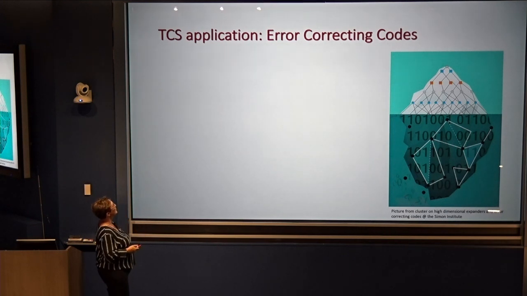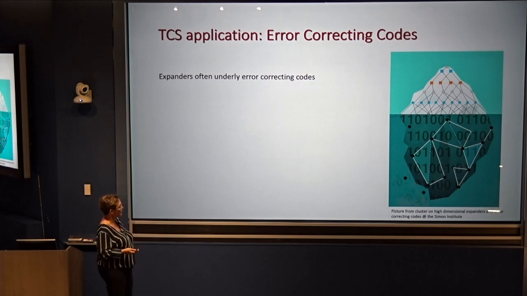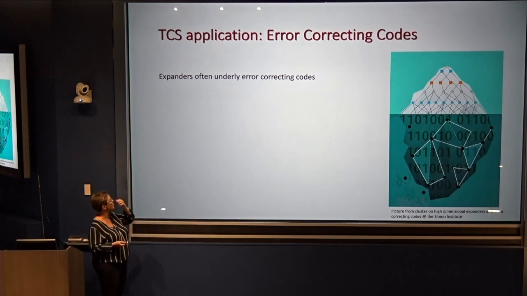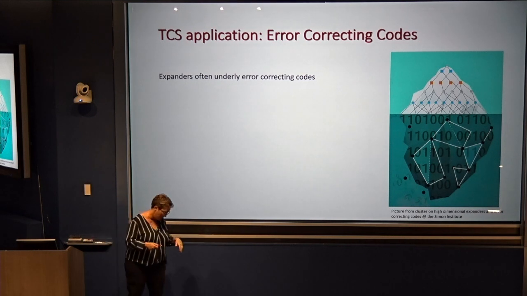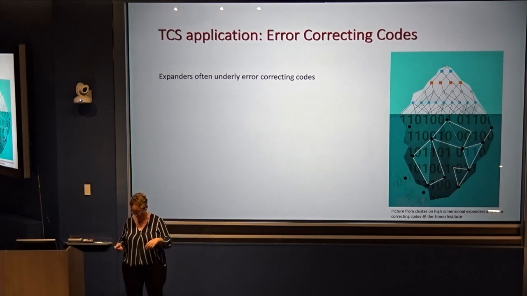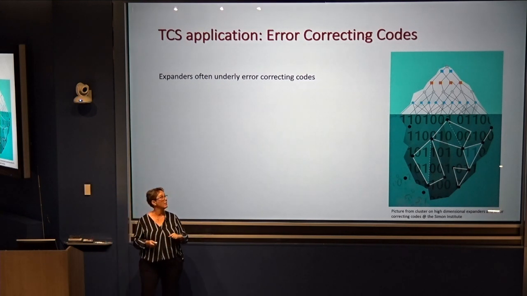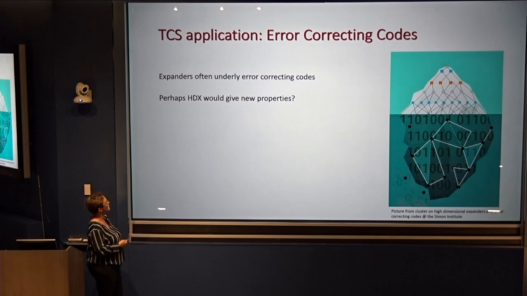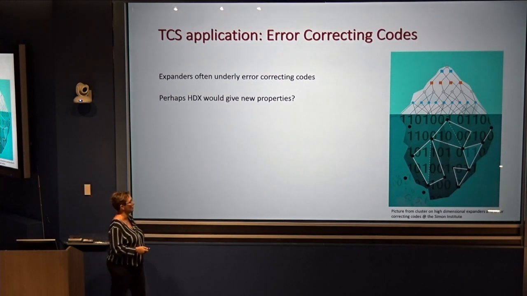Okay, now I want to go back to error-correcting codes and see whether high-dimensional expanders can be used there. We saw before that expanders are useful for error-correcting codes. For example, in the Sipser-Spielman construction, you use the expanders, well, for several things, but in addition for decoding. What can you get if you use, instead of an expander, a high-dimensional expander?